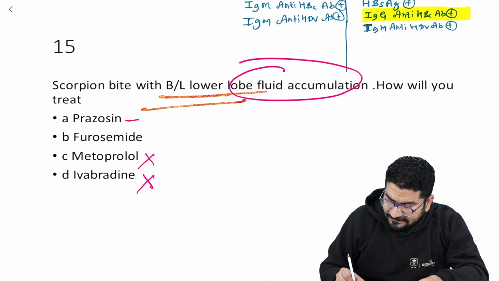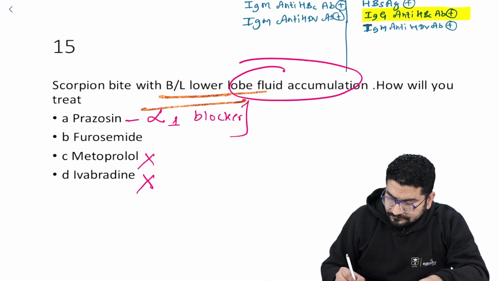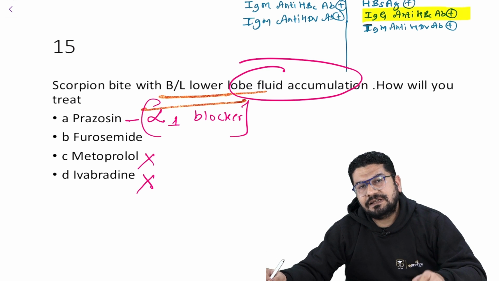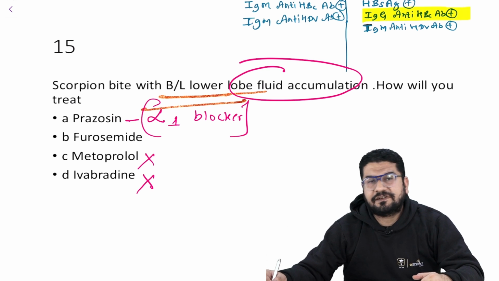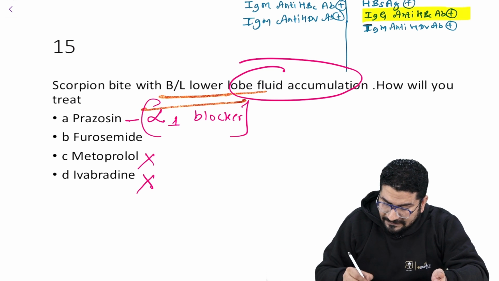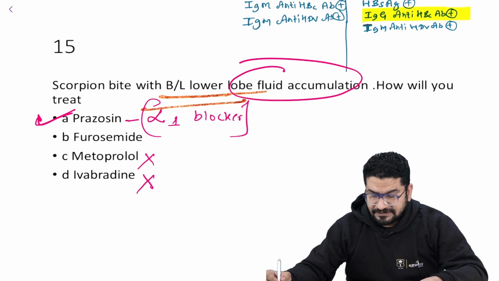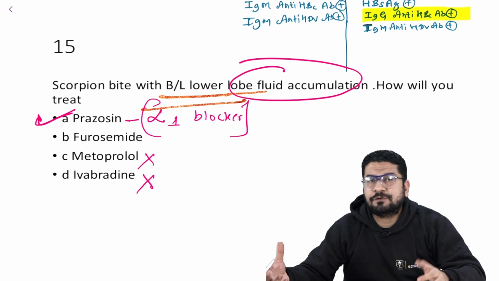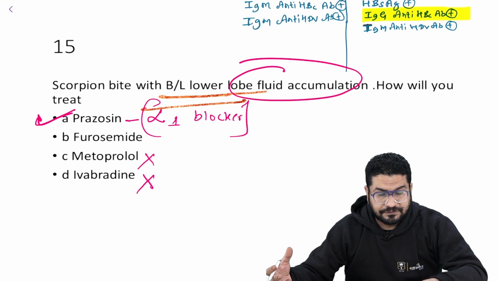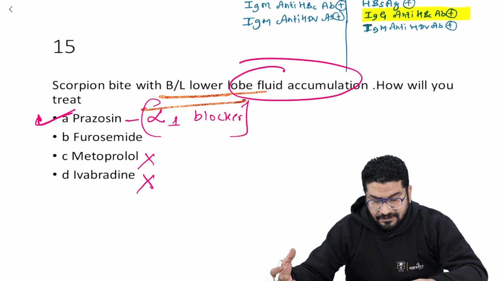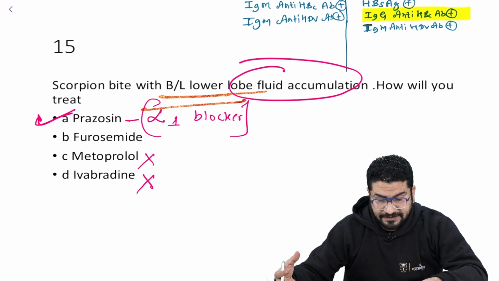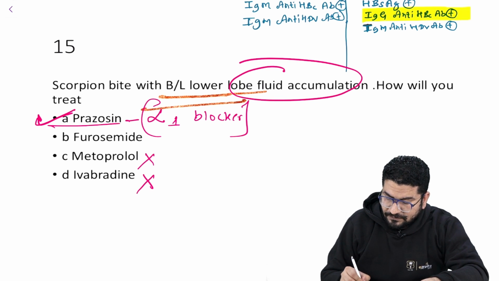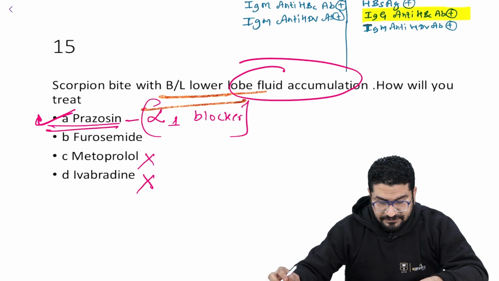Prazosin is a selective alpha 1 blocker, and that is the drug with good efficacy in the treatment of scorpion bite. So this is the answer. Don't think that because there is fluid accumulation we need to give diuretics. Furosemide can be used if there is excessive fluid accumulation; otherwise, there is no role for furosemide in this patient. So I repeat, how will you manage a scorpion bite? We can manage it with prazosin, which is a selective alpha 1 blocker.